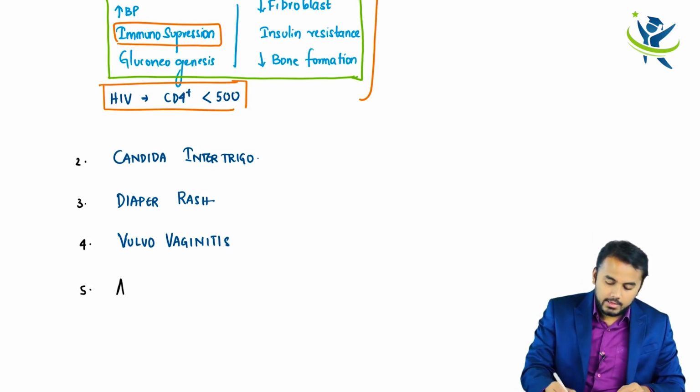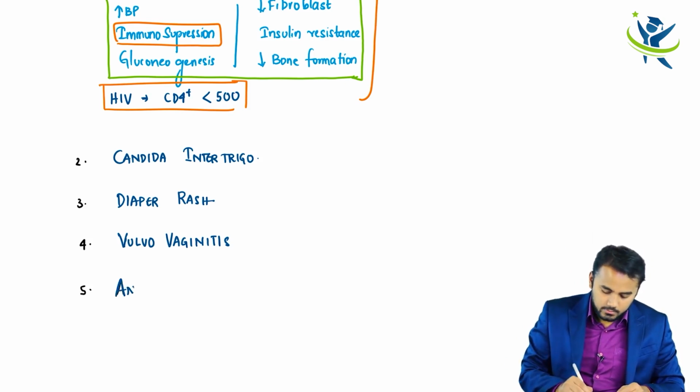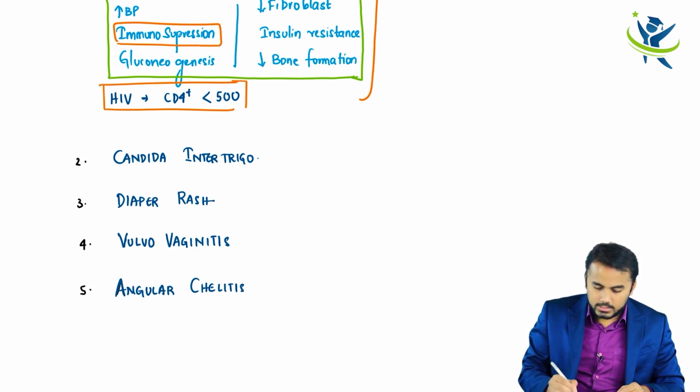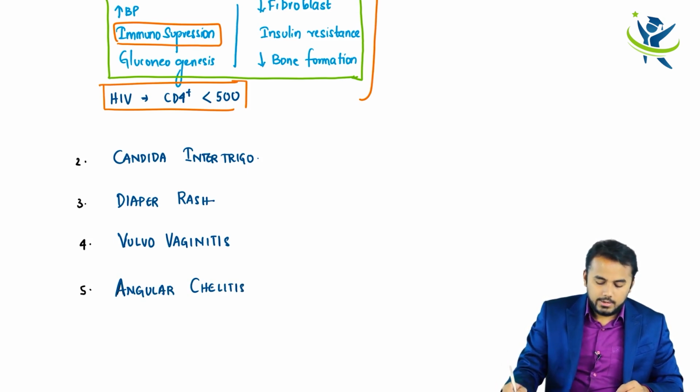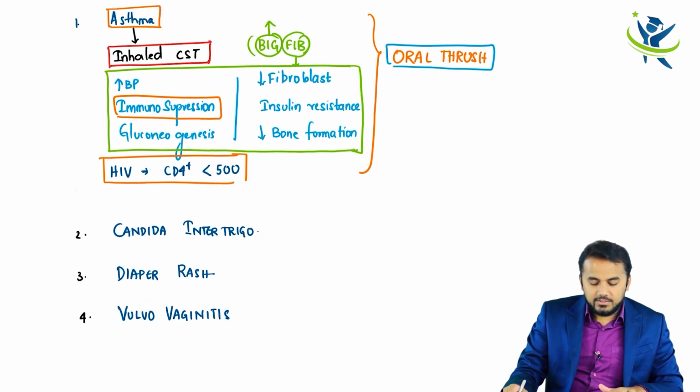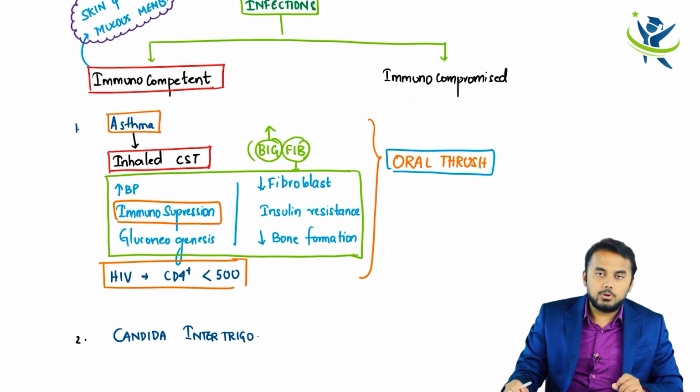You're gonna end up having angular cheilitis, right? So these are the 5 infections which you see in a patient who is immunocompetent.